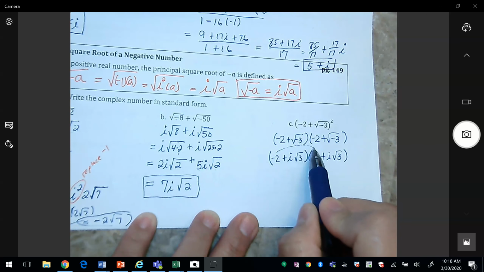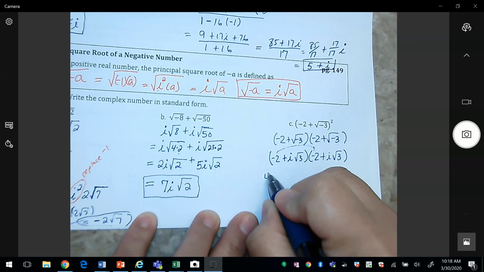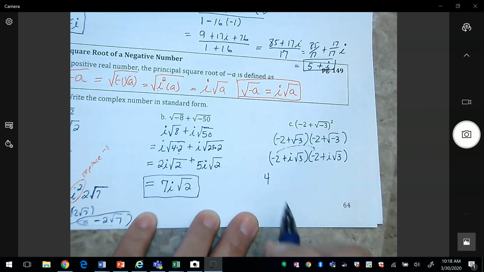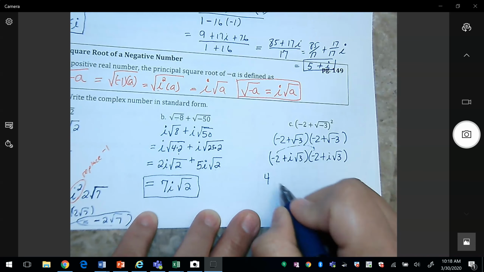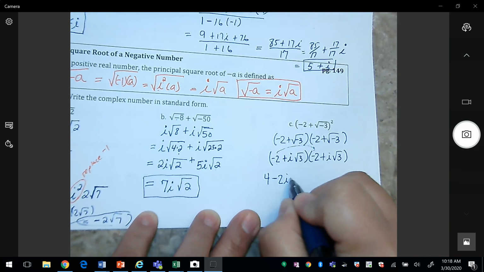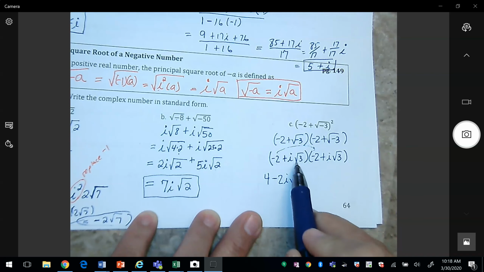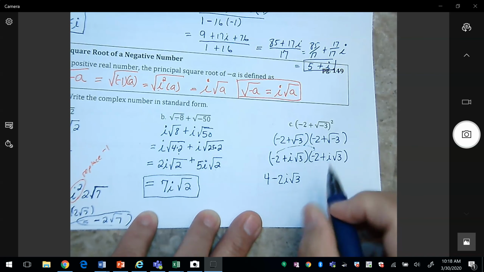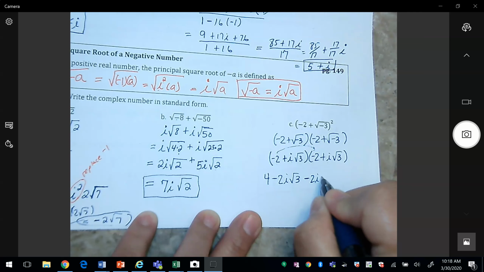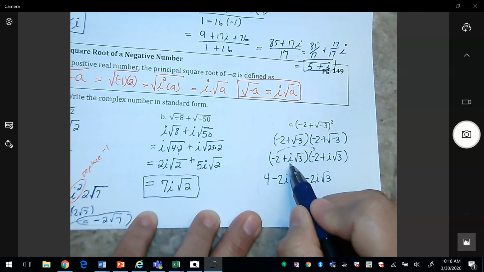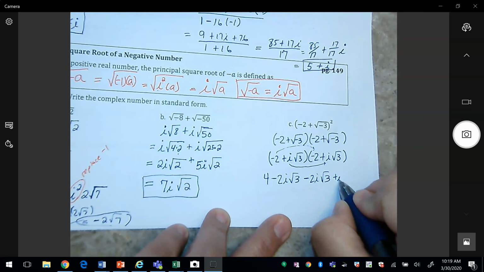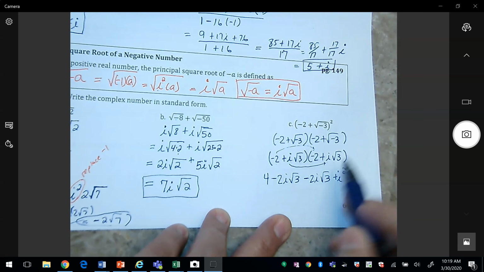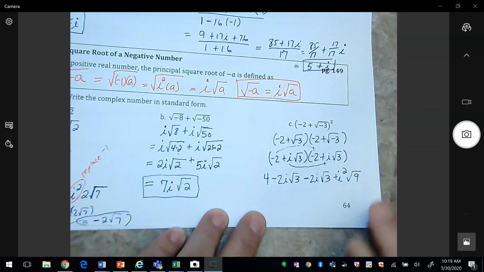So negative 2 times negative 2 is positive 4. Negative 2 times positive i square root of 3 is negative 2i square root of 3. And i square root of 3 times negative 2 is negative 2i square root of 3. And finally, i times i is going to give us i squared. Square root of 3 times square root of 3 is going to give us square root of 9.